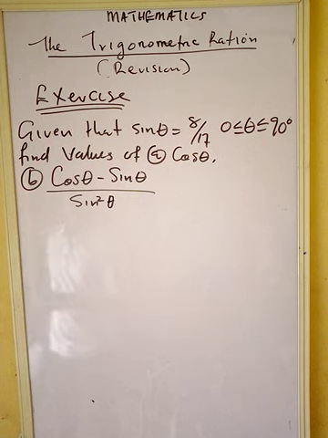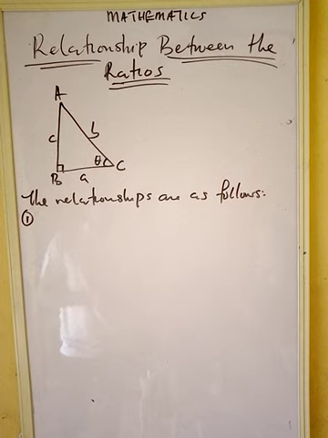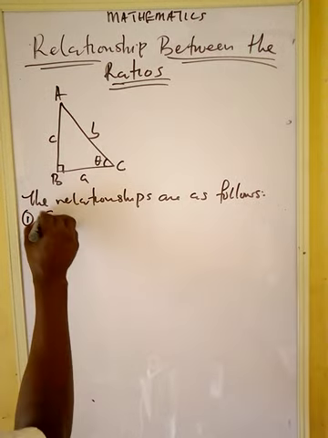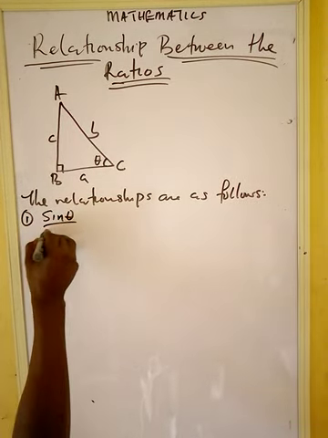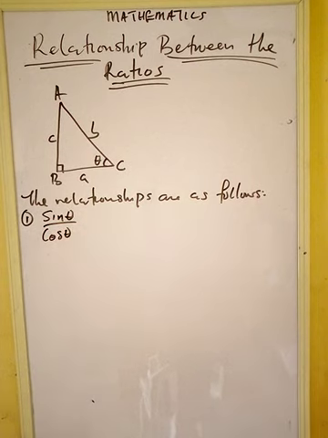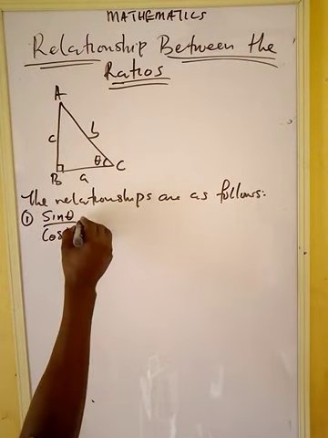So we are moving to the next class, and the next thing we want to do here is, let me check your scheme of work: the relationship between the ratios. So we want to check the relationship between the ratios. The first one is sin theta divided by cos theta, which we demonstrated before, but let's do it again.